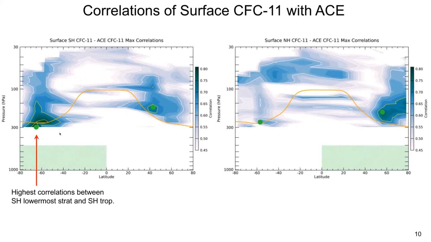Comparing now the southern hemisphere correlations, we can see that the highest correlations we find in this analysis are right at the southern hemisphere tropopause region around 60 south, and the tropopause is shown here in orange. It's a little difficult to define in this region, but where this green dot is, locating the max region, is right around the tropopause.